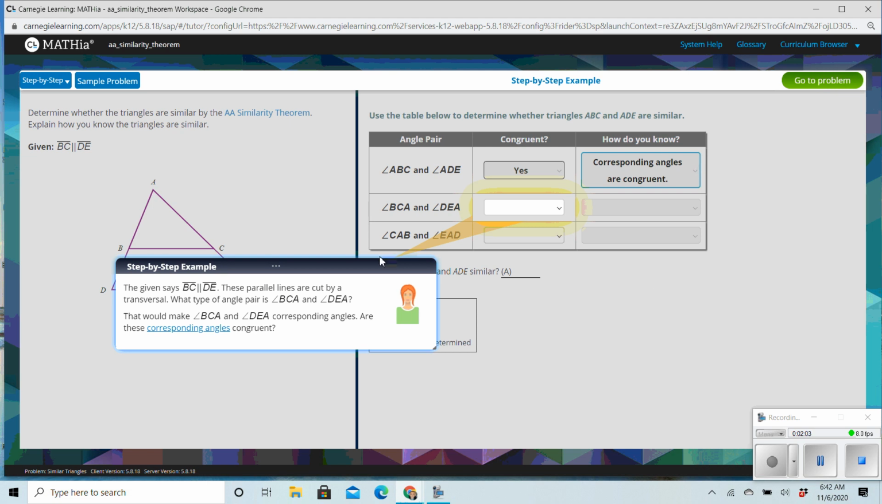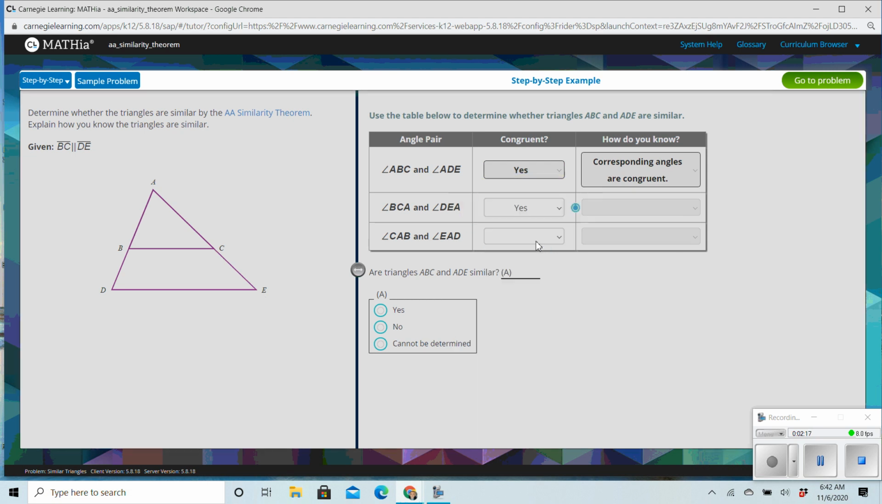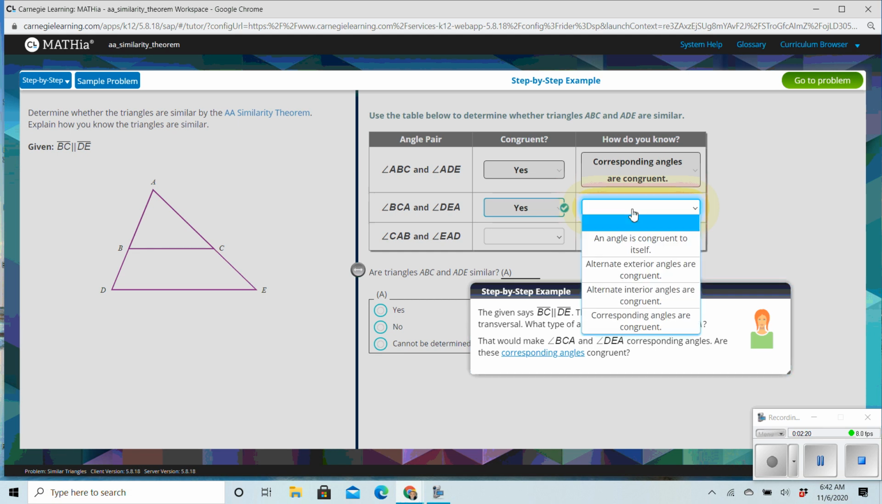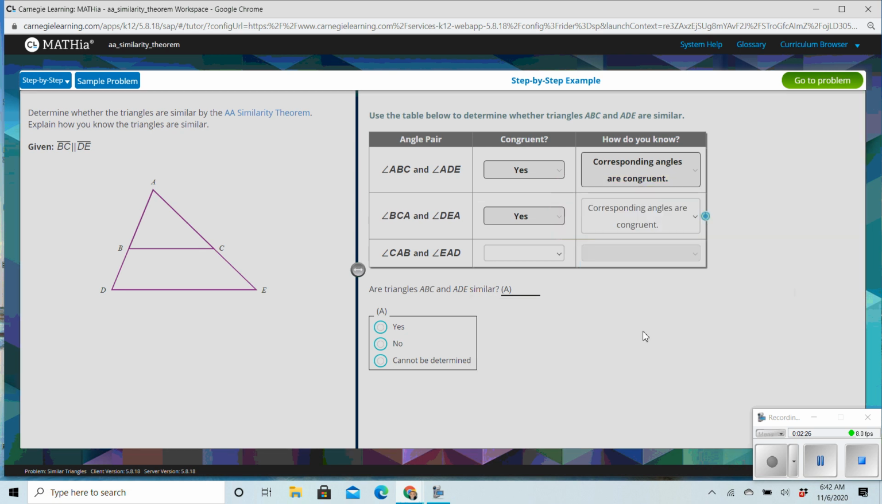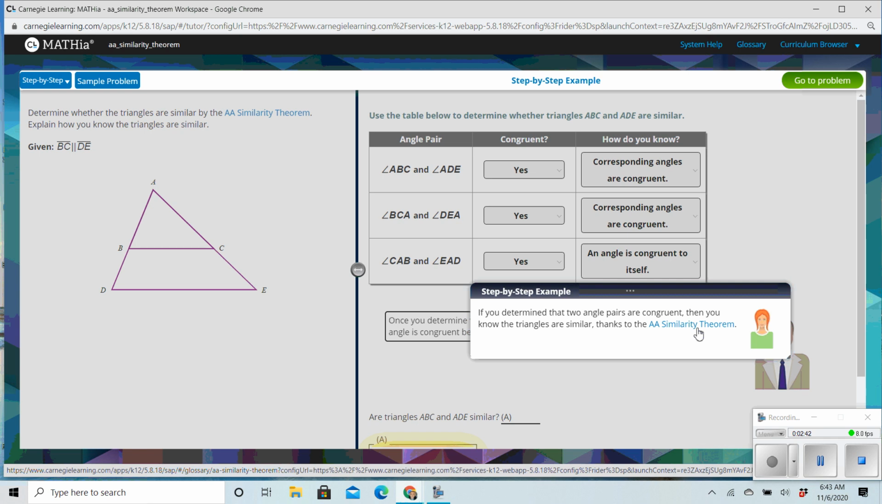So now we're looking at the example of BCA and DEA. So we're looking at C and E. Are these two congruent? I would say so. Why? Because they're in the relative same position. If I look here, they're not the same angle, right? We're looking at C and E. I'm going to say that they're corresponding angles again. Now, if you notice, this last question filled in automatically for me. Why? Because when you determine two angle pairs that are congruent, then you know the triangles are similar. And again, that's thanks to the angle-angle, or the AA, similarity theorem.